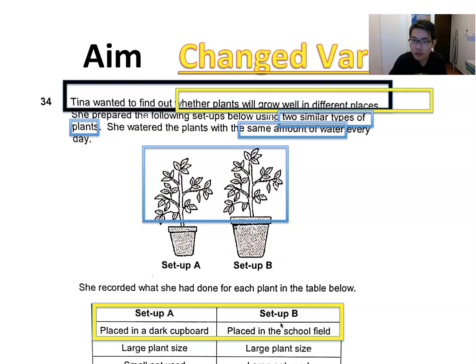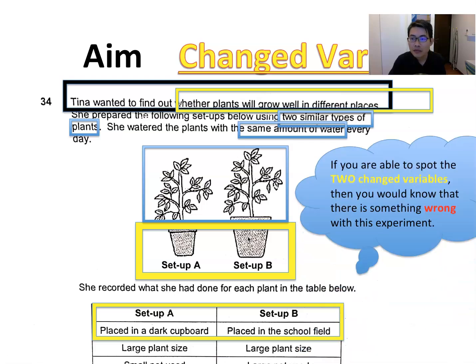Now, did anyone spot a problem? Because if you have, then you are very good at reading science questions. You may pause the video here to see if you can spot the problem with this question. Have you? Do you notice that these 2 pots are of a different size? And we talk about the change variable. There should only be 1 change variable in every experiment. So since the change variable should be the different places, which you already have, why is there a different size pot here? That is a problem.